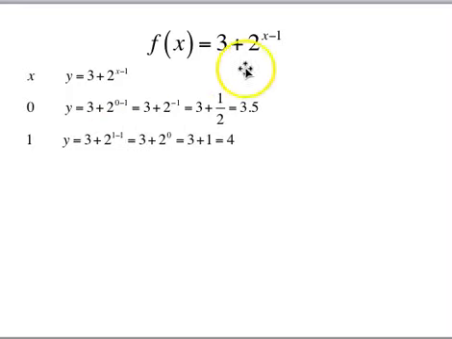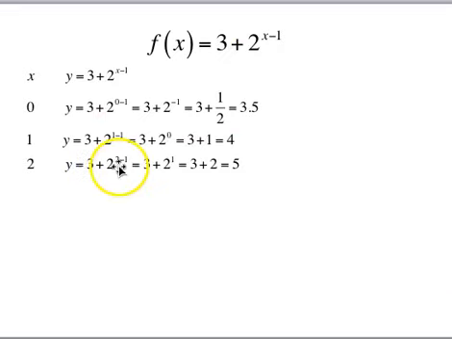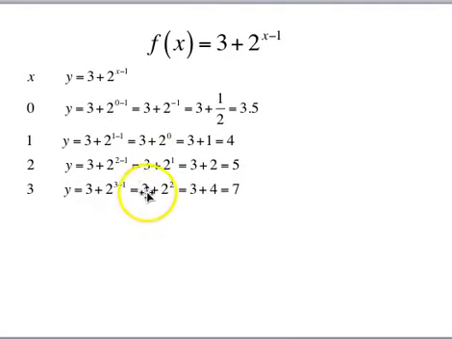1. 2 to the 1 minus 1 is 2 to the 0. 3 plus 1 is 4. 2. 3 plus 2 to the 2 minus 1. 2 minus 1 is 1. 3 plus 2 is 5. 3. 3 minus 1 is 2. 2 squared is 4. 3 plus 4 is 7.